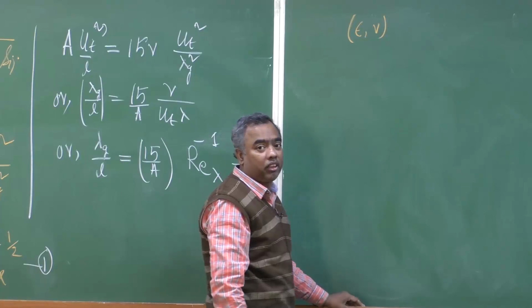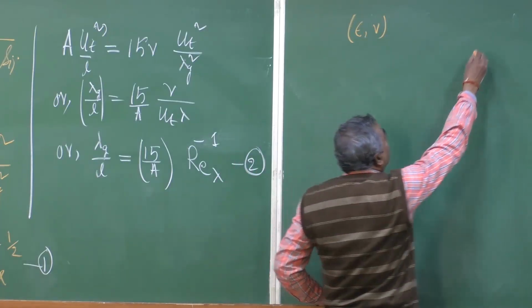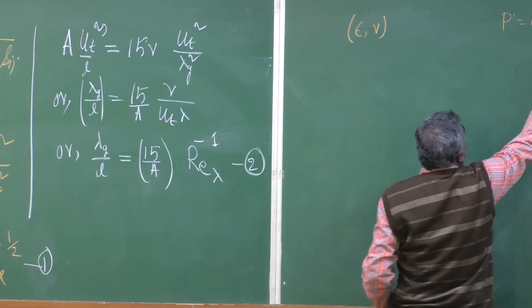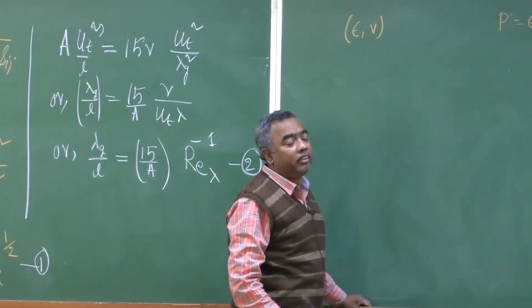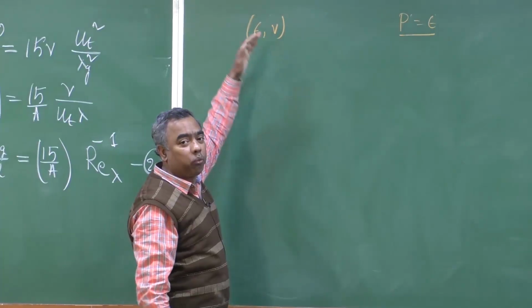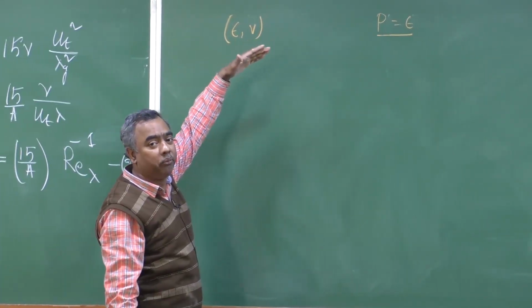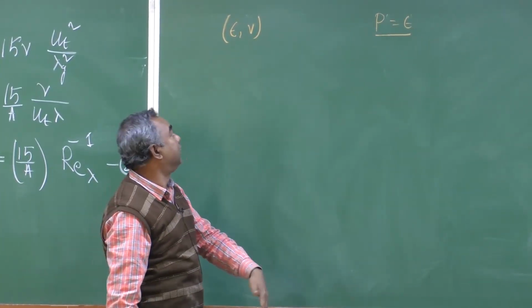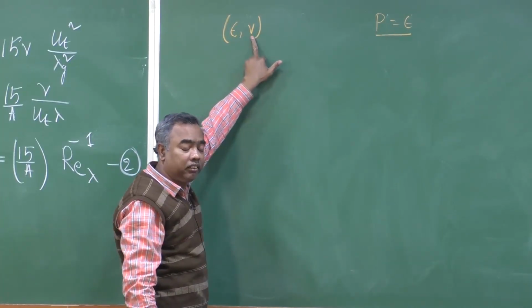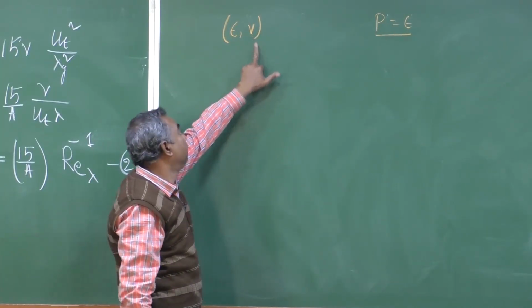Epsilon is the rate of dissipation, which is equal to what? The rate of production is equal to dissipation. So, that means epsilon is the rate at which energy is produced, and at the same rate it has to dissipate. So, it depends on this dissipation and it also depends on the viscosity, right.